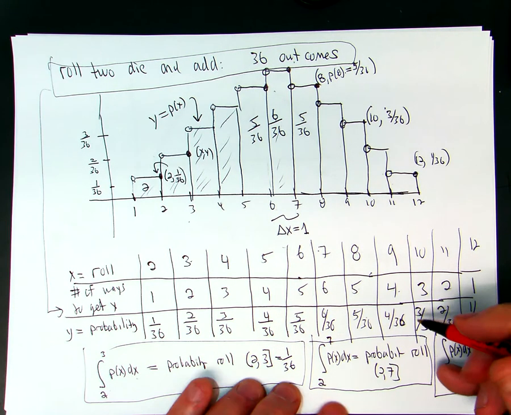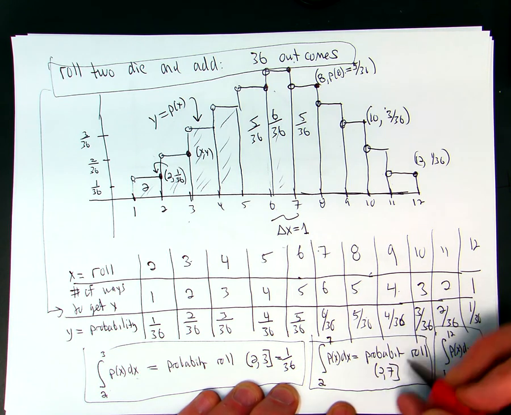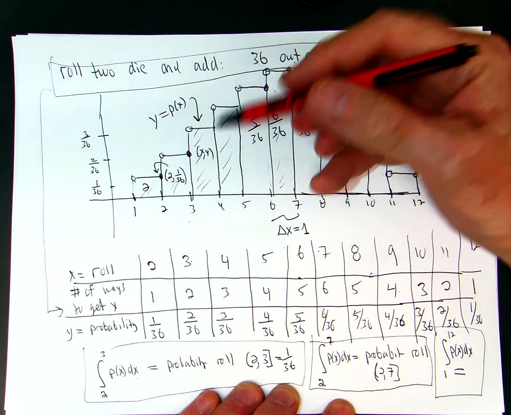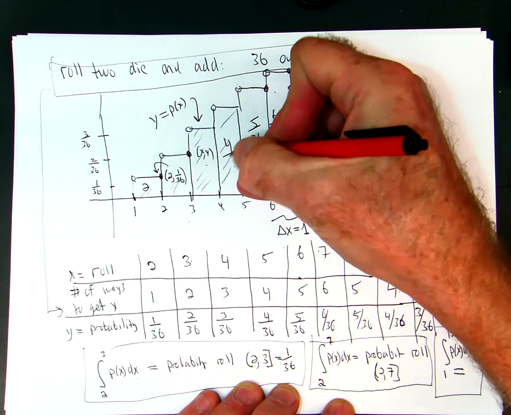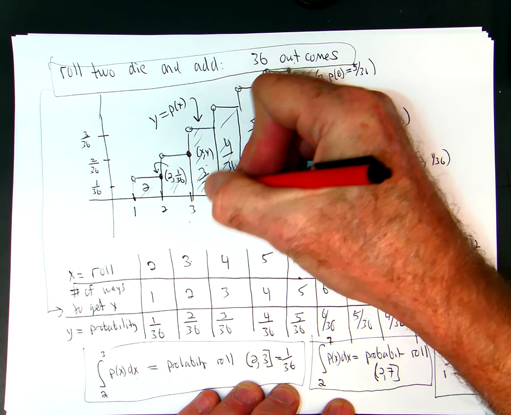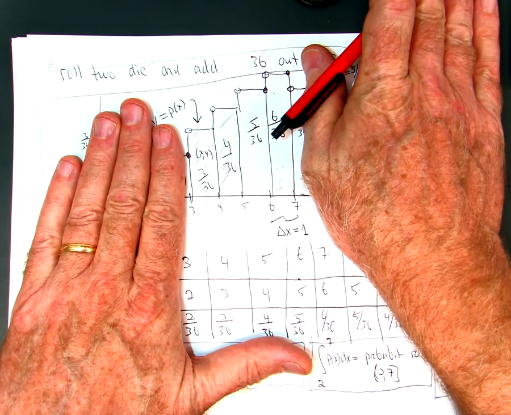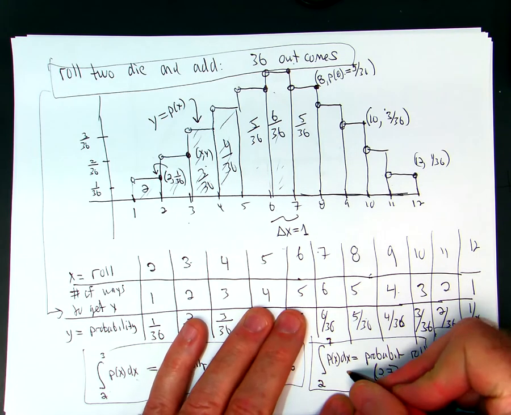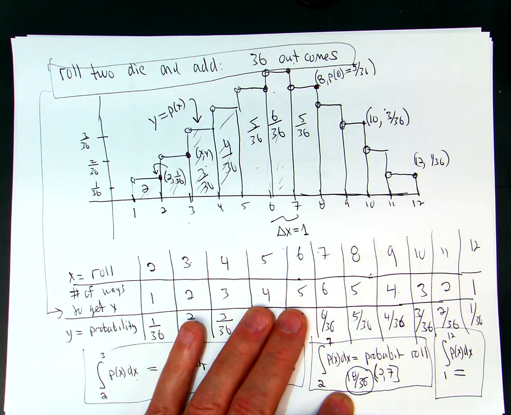Well, what's the probability I roll 2 to 7? That tells me the probability I roll greater than 2 but less than or equal to 7. So that would be 3, 4, 5, or 6. Well, I add up these four rectangles, and I get 7 and 11 is 18. So I get 18 over 36, or 1/2.